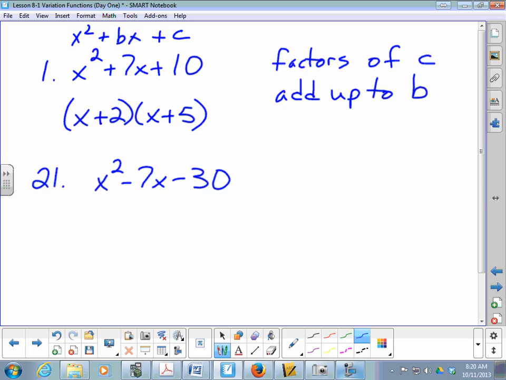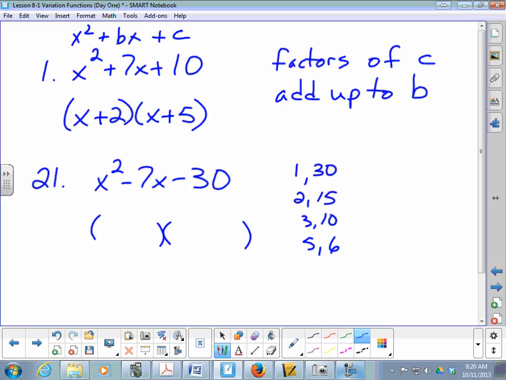If you have to, you can write these down. Factors of 30: 1 and 30, 2 and 15, 3 and 10, and 5 and 6. Now, in this case, if this is a minus here, that means one of them has got to be positive, one of them has got to be negative. And it's really easy to determine which one: the bigger number is always going to be the sign of b. So I'm going to subtract these.